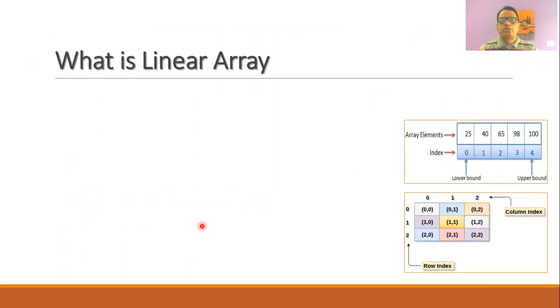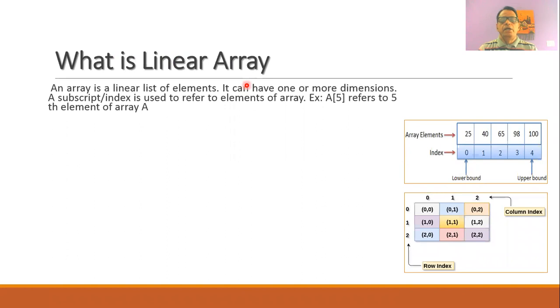So let us start the session with the question: what do we mean by a linear array? A linear array is many times called an array only. An array, you can say, is a linear list of elements, and this list of elements can have either one dimension or more than one dimension.